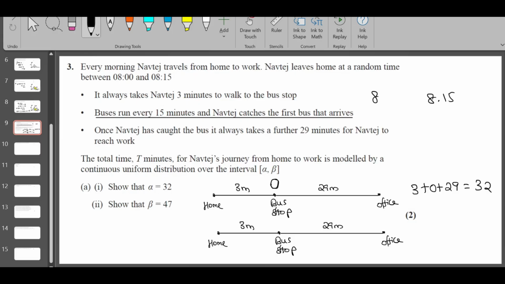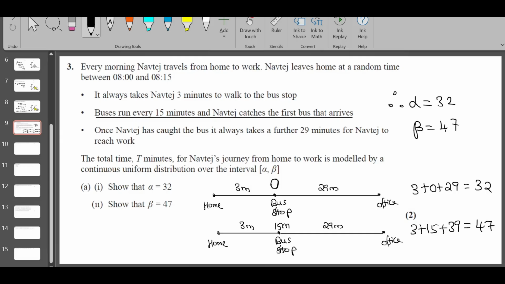The maximum time, probably when he reaches the bus stop, he misses the bus and the next bus arrives in 15 minutes. So the waiting time is 15 minutes now. So 3 plus 15 plus 29, that's 32 plus 15 is 47. So we can write therefore alpha is 32, beta is 47.